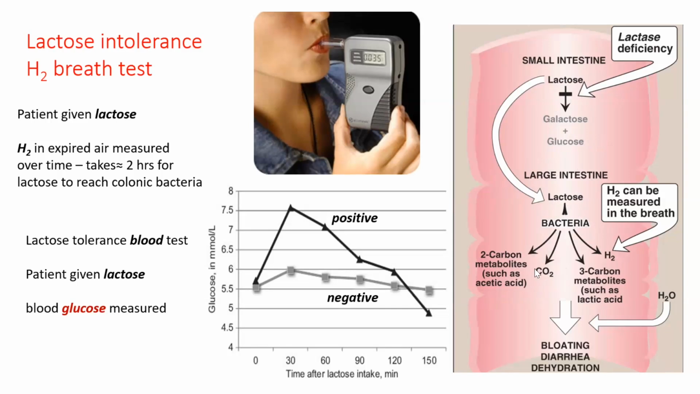The carbon dioxide is going to cause a lot of bloating and gassiness. Because of the presence of acids and other metabolites, you're going to get diarrhea. Because they are osmotically active substances, water is going to go in. And when you're losing so much water in the diarrhea, you will also have dehydration, right? And this is the hydrogen that's measured in the breath test.